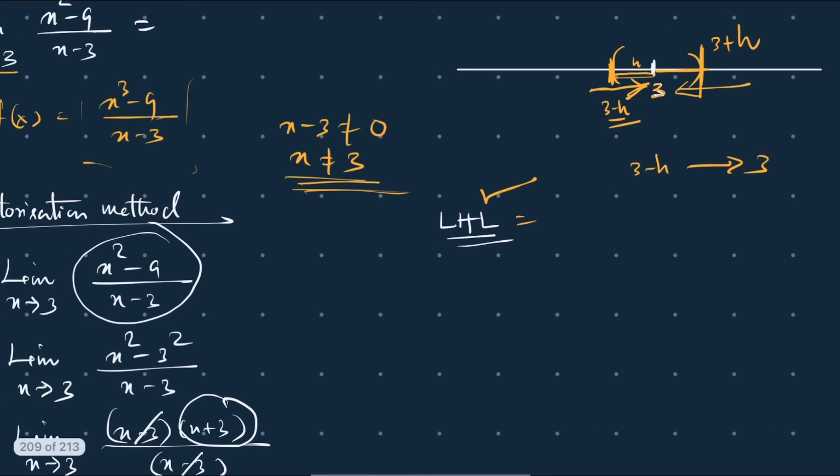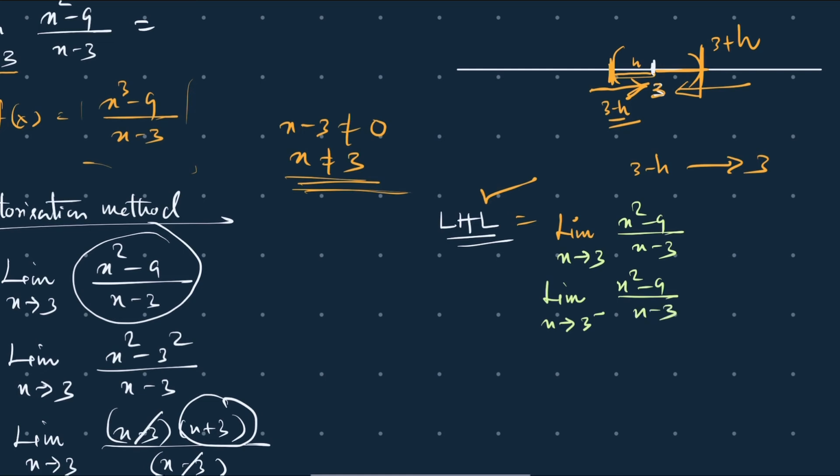So here I can write limit x tends to 3, right? And x square minus 9 by x minus 3. But if you are approaching from the left hand side, I can write limit x tends to 3 minus, because we are approaching from the left hand side. So 3 minus, this is equal to what? x square minus 9 by x minus 3.